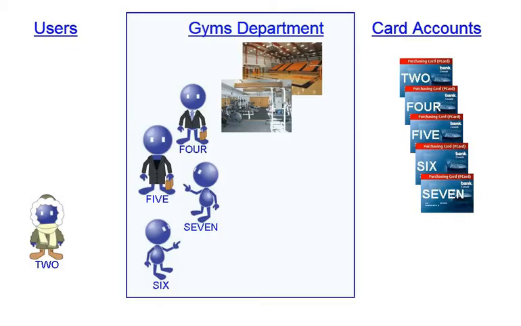In this tutorial, I assigned 4 users to the gyms department, Test 4, 5, 6, and 7. However, now departments need to be added to the accounts, which is covered in the next tutorial for Step 3.